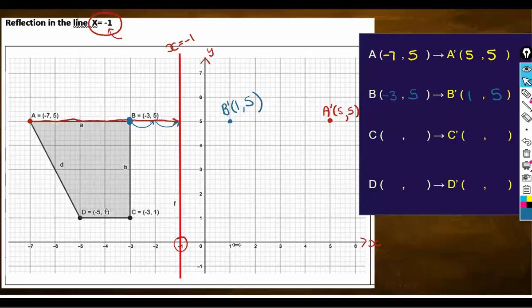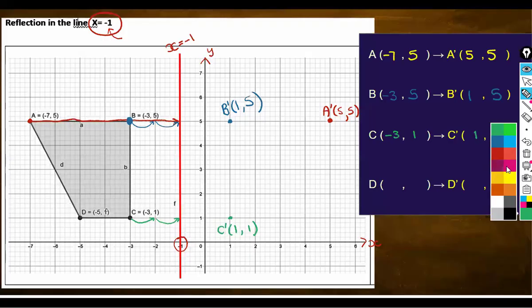Look at C and D. For C, I think I'll use green. He's also how much from the mirror? 1, 2. So that means on the other side, he will be 1, 2. C prime seems to be 1, 1. So the original C was minus 3, 1. And when he got reflected, he was 1, 1.